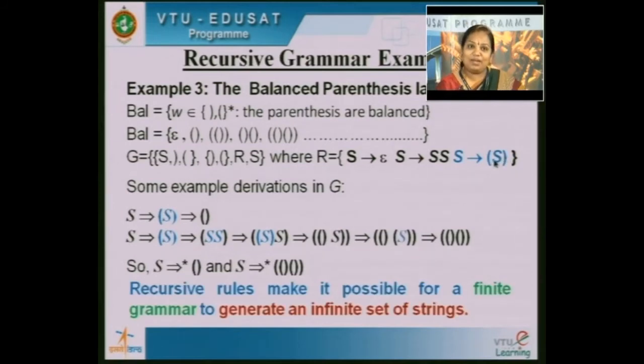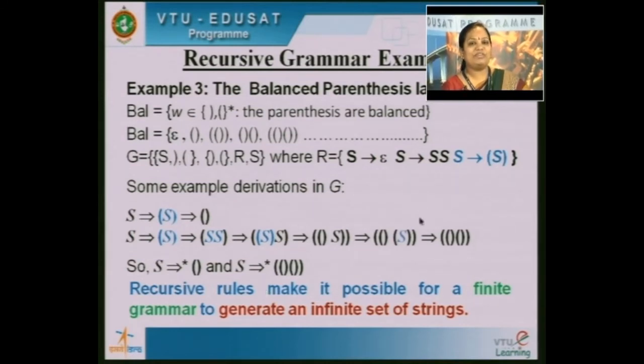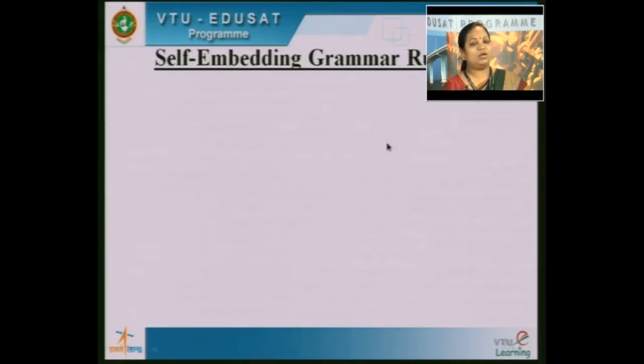So, is this grammar recursive? Yes. Why? S is recursively calling itself, hence this grammar is recursive. Recursive rules make it possible for a finite grammar to generate an infinite set of strings. Why finite? Because we have a finite set of rules, but it generates an infinite set of strings. So, this is one property of the context free grammar.